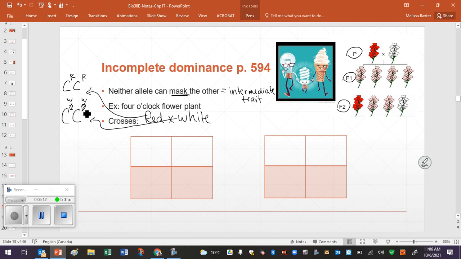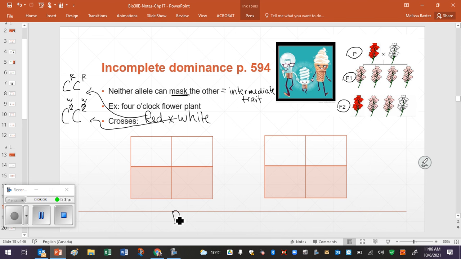Now, of course, the way you solve a problem is up to you. And sometimes the actual letters you pick are not relevant, but this is pretty common for how you would see me represent incomplete dominance. I'll use capital letters, and then I'll use a superscript to distinguish between the two.